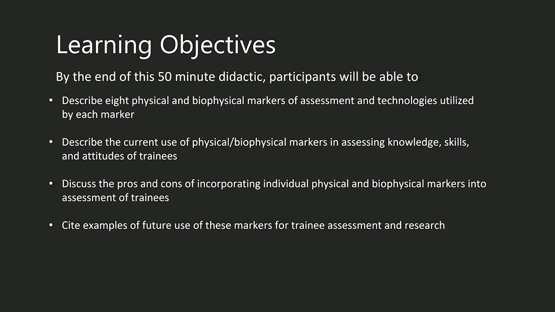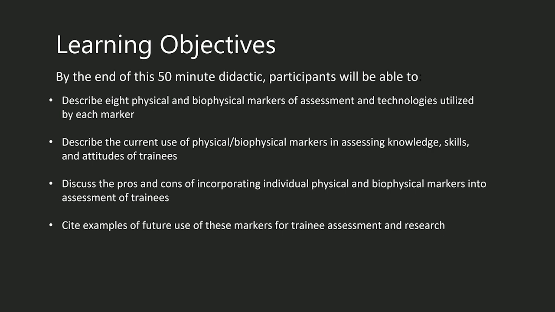Our learning objective is that by the end of this 50-minute didactic, we'll be able to describe 8 physical and biophysical markers of assessment and the technology they use, and describe the current use of physical and biophysical markers in assessing the knowledge, skills, and attitudes of trainees. We're also going to discuss the pros and cons of incorporating technology and cite examples for future use.